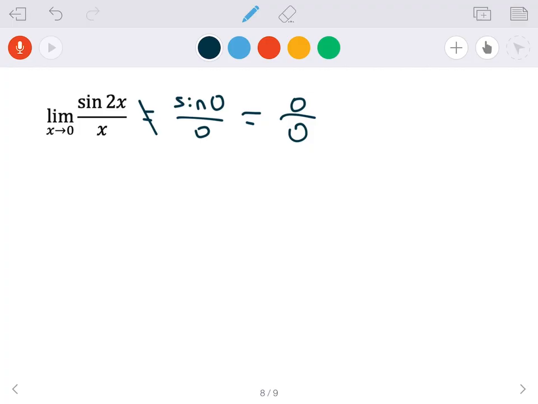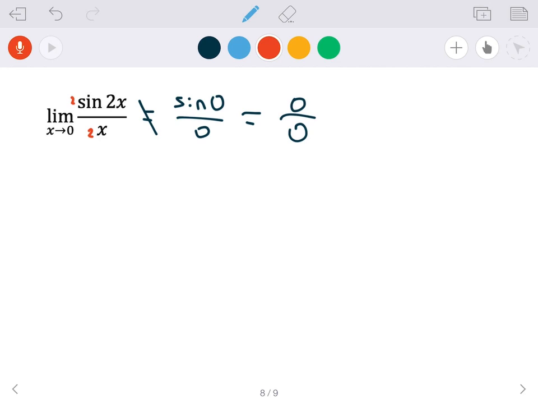This sure looks like a special trig limit, but the problem is these don't match. So to fix that, what I really want to do is multiply that by 2. For that to be a legal move, I also have to multiply the top by 2.